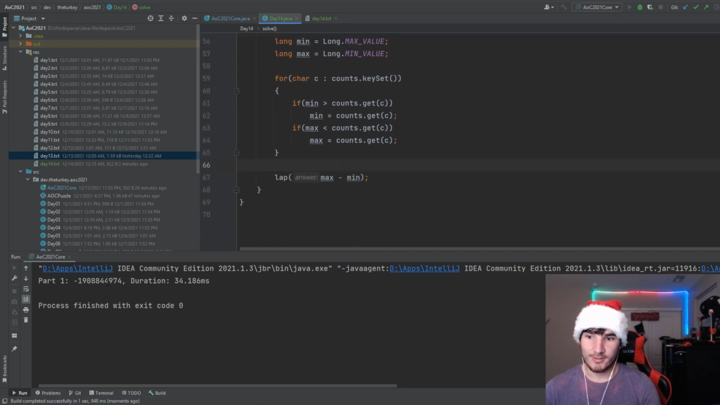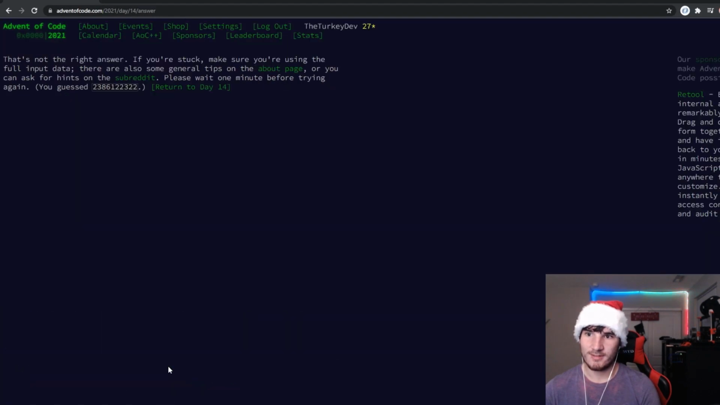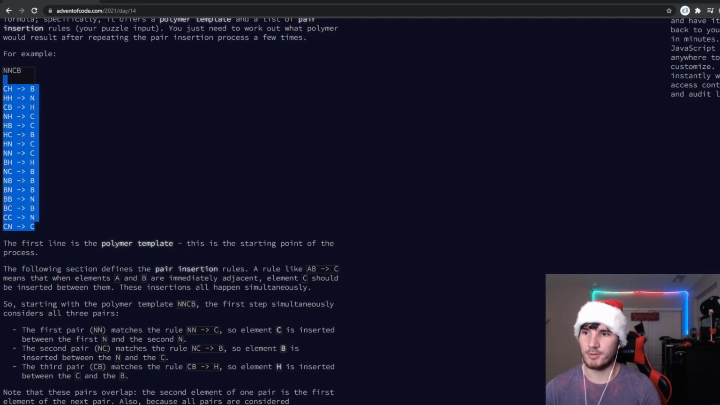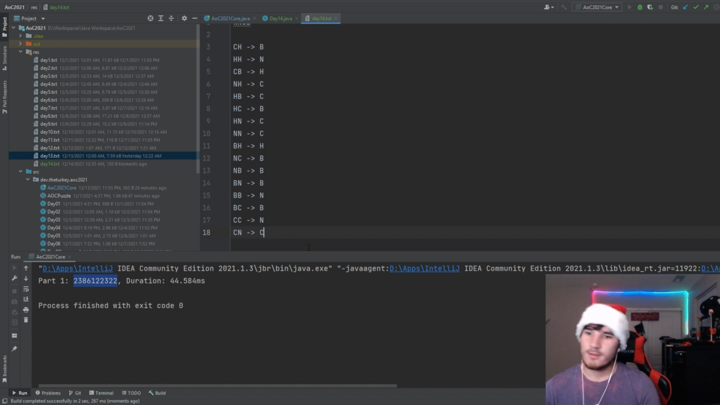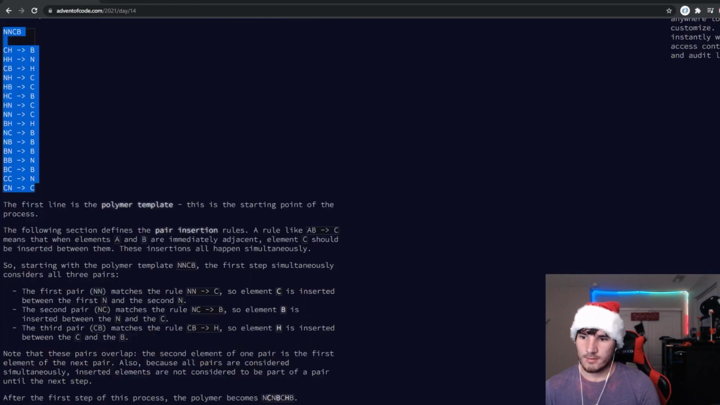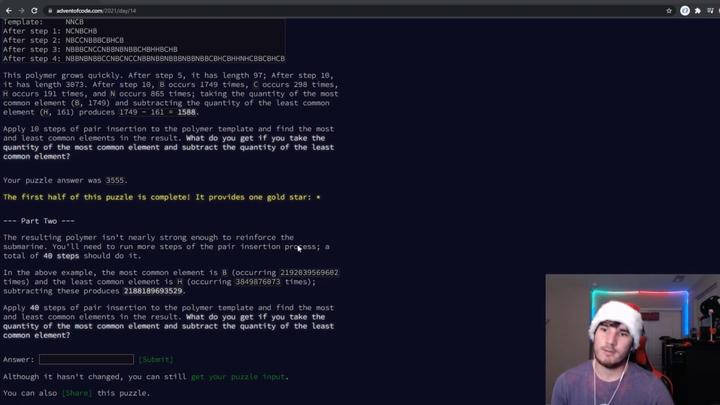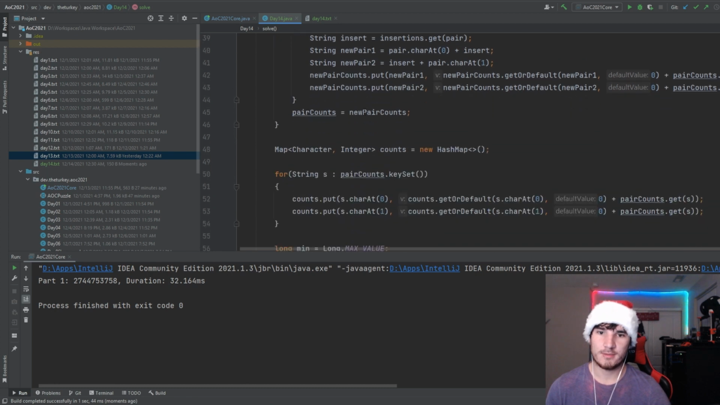Fingers crossed now. That looks more like it. Part 2. Darn. Oh wait, am I using the wrong input? Okay, let me use their input. I think I'm on the right track. I just must have messed something up here. Went 40 steps.